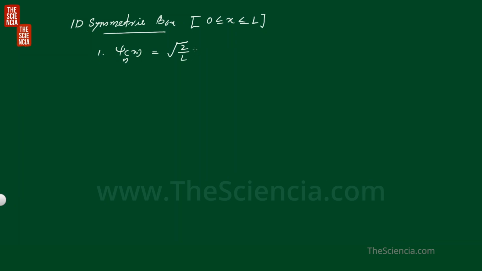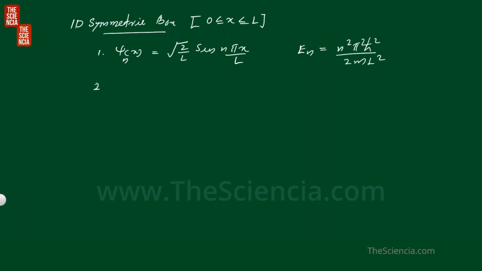We now consider a 1D symmetric box, that is, the length of the box is 0 to L. We know the wave function, that is psi of x, n, equal to root 2 by L sine n π x by L. And we know the energy of the particle in this box, that is n squared π squared ħ squared by 2m L squared.